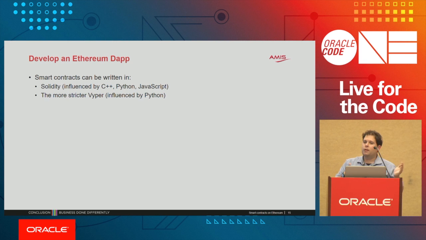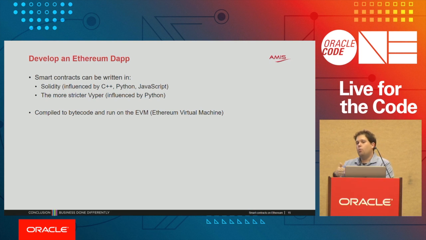But in the end, both will be compiled to bytecode that can run on the EVM, which stands for the Ethereum Virtual Machine. And the code that you deploy on Ethereum is available as an address on the blockchain, right? So you can deploy multiple versions of the same contract, because if you deploy it again, it will get a different address on the Ethereum blockchain.